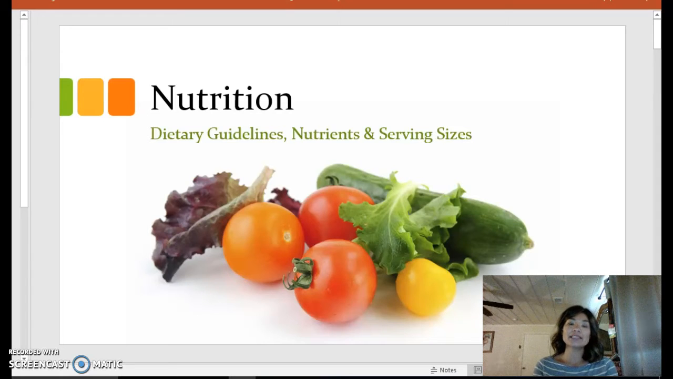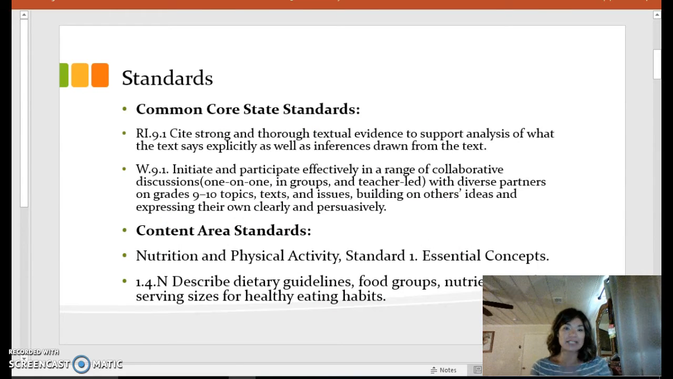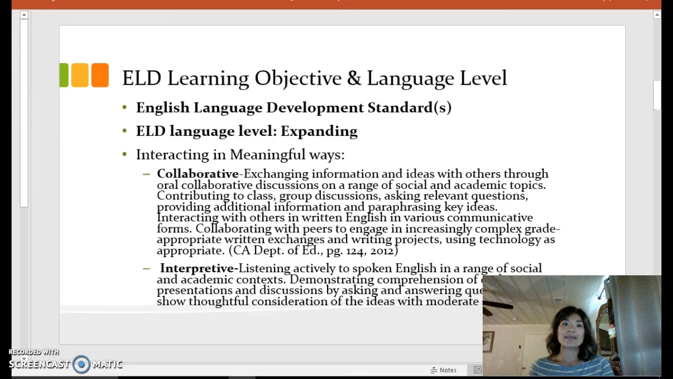My content area specialty is going to be health education, and today's lesson will focus on nutrition for 9th grade high school students. Common Core standards I'm addressing are listed here, along with content area standards. So essentially, at the end of this lesson, students will be able to describe dietary guidelines, food groups, nutrients, and serving sizes for healthy eating habits.